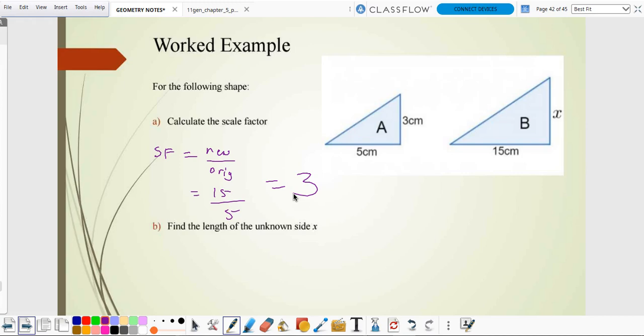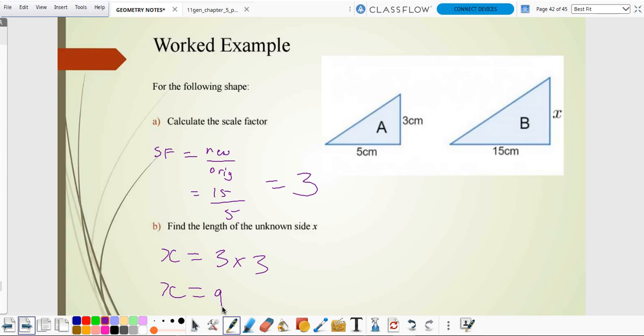That means length x over here, unknown side, x would be equal to the scale factor of 3 times this side here, 3. 9. Correct, which is 9. So x must be 9, because it's being tripled in size. Okay.